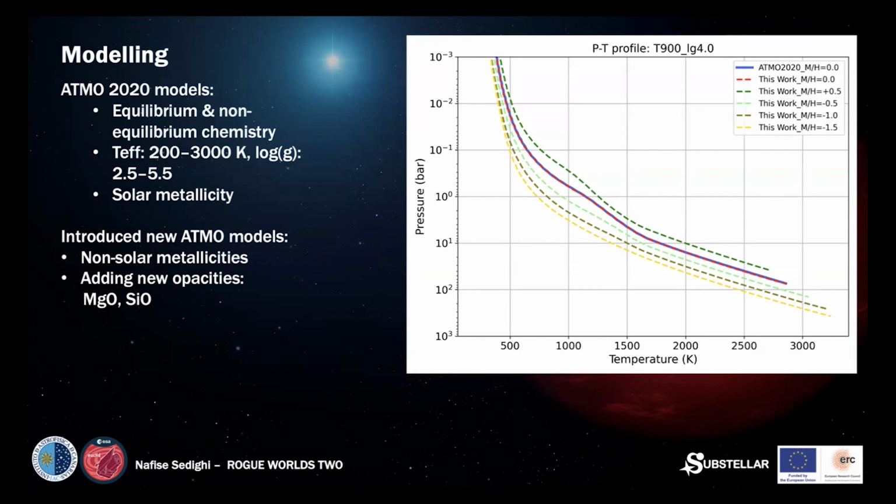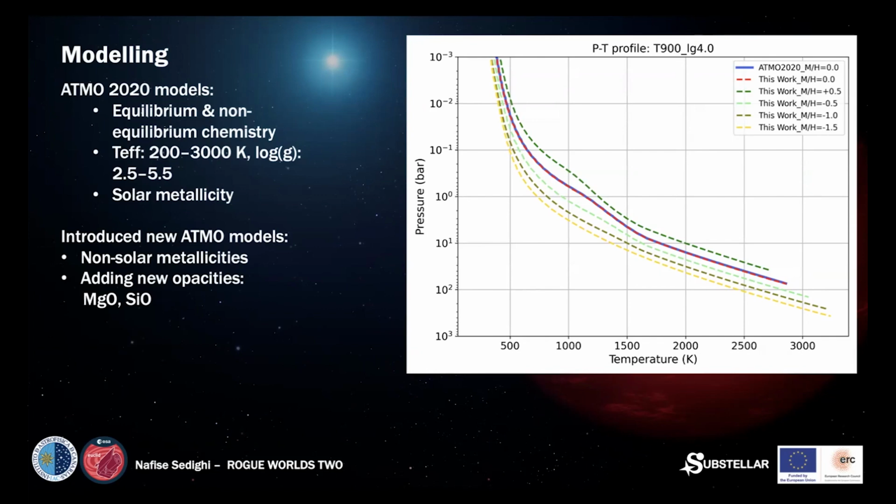So in the ATMO 2020 models, we have the equilibrium and non-equilibrium chemistry. Effective temperature is from 200 to 3000 Kelvin. Gravity is from 2.5 to 5.5, and the solar metallicity. In the new version, we have converged more models with non-solar metallicities, as you can see here, from 0.5 to minus 1.5. And also, we are having more updated opacities. Until now, we have added MgO and SiO molecule opacities.